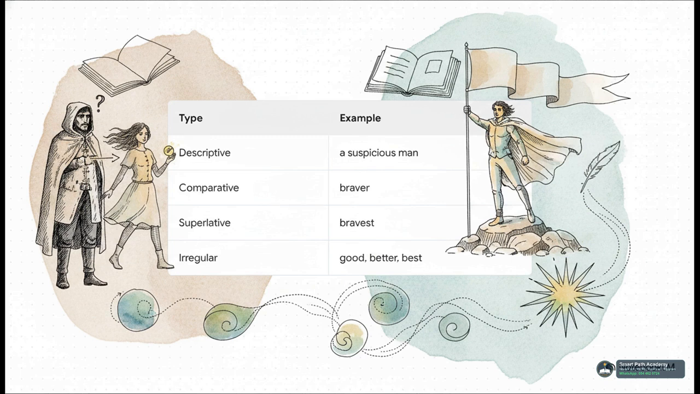Now, if we compare three or more things, that's a superlative adjective. Think est or most, the bravest or quietest person in the room. And then there are irregular adjectives, which just completely throw the rules out the window. You don't say good, gooder, goodest. No way. You say good, better, best. Master these forms, and your writing is going to pop.